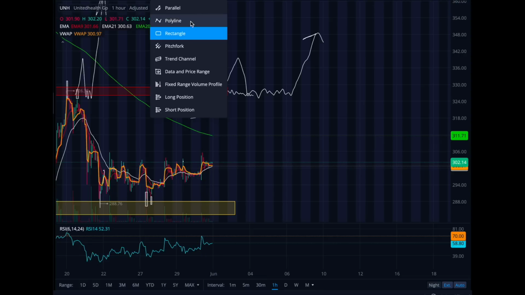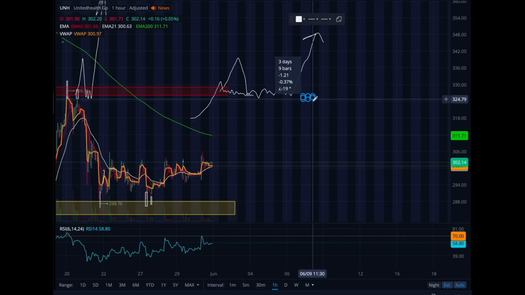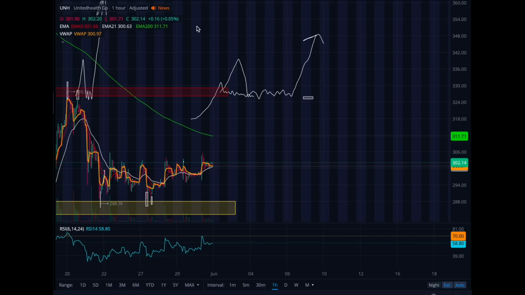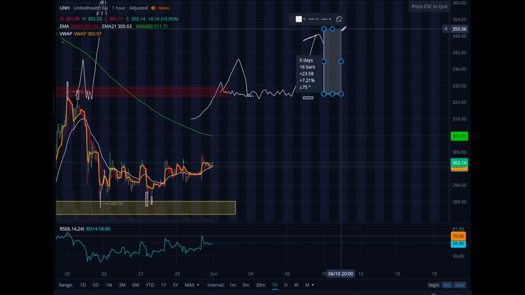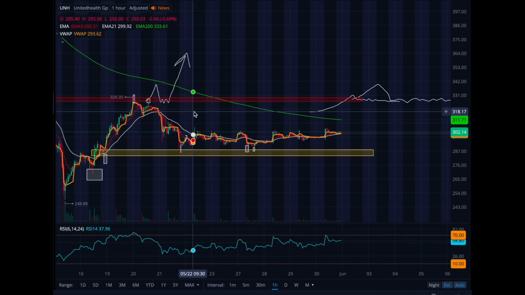Now, why do I love this trade? Because what is my stop loss? If I buy at 326, my stop loss is at 325. I'm risking 0.4, 0.5%, barely anything. 0.3%, that's the risk I'm taking to make exponential gains, 6, 7%. That's what you're looking for with these previous support and resistance zones.